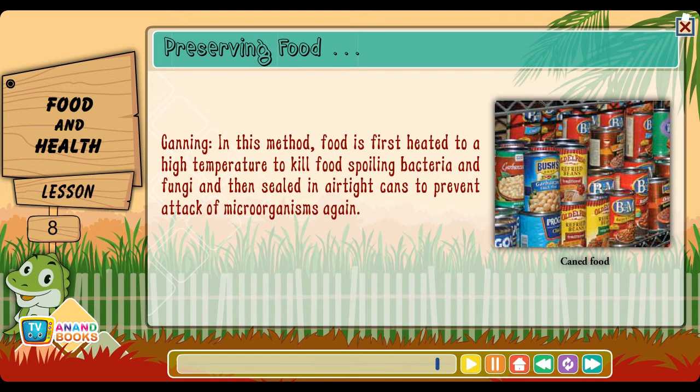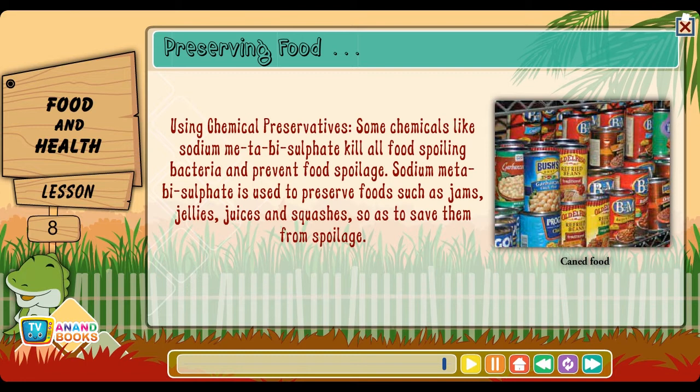Canning. In this method, food is first heated to a high temperature to kill food-spoiling bacteria and fungi, and then sealed in airtight cans to prevent attack of microorganisms again. Using chemical preservatives. Some chemicals like sodium metabisulfate kill all food-spoiling bacteria and prevent food spoilage. Sodium metabisulfate is used to preserve foods such as jams, jellies, juices and squashes, so as to save them from spoilage.